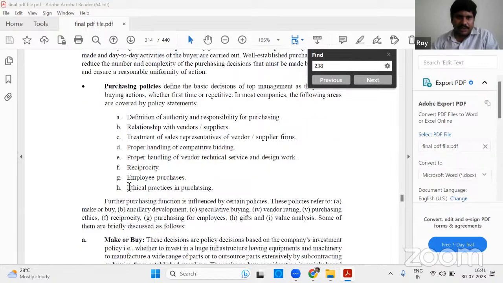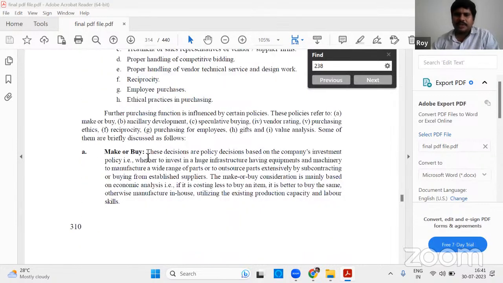In the purchase decision, the first major decision is make or buy, whether to make here or to buy. For example, I have a car manufacturing unit. There are many components required for making a car, such as tires. Here I have a decision, whether to make my own tires or buy from an already existing company. A decision of whether to make or buy.